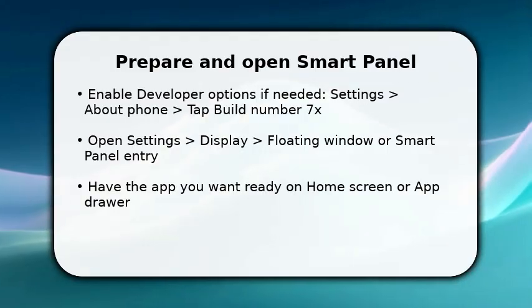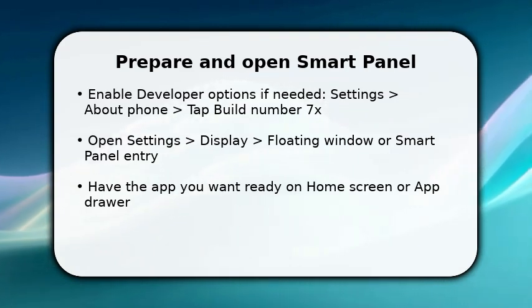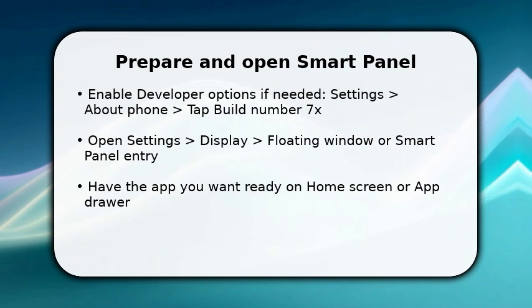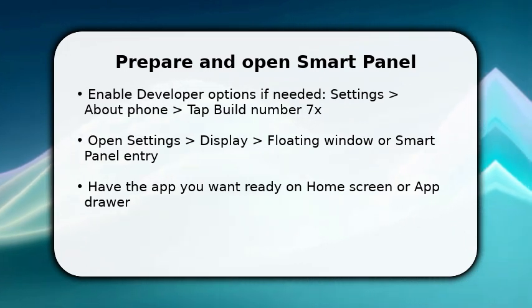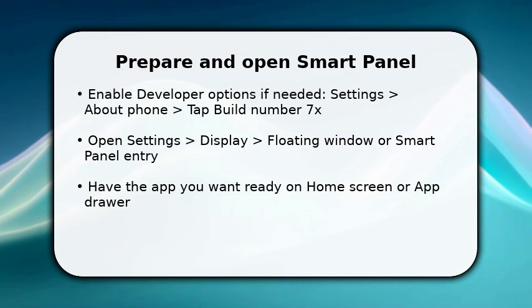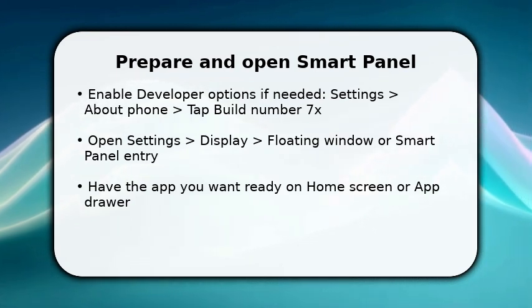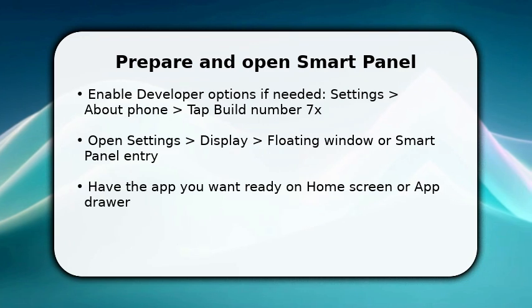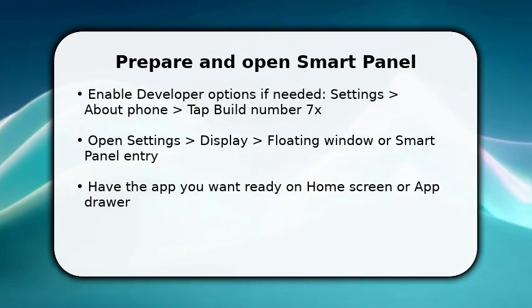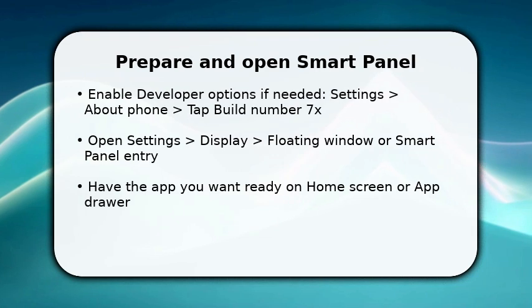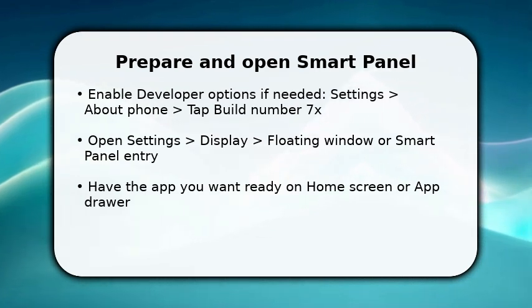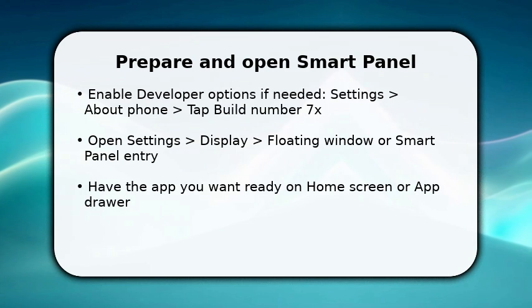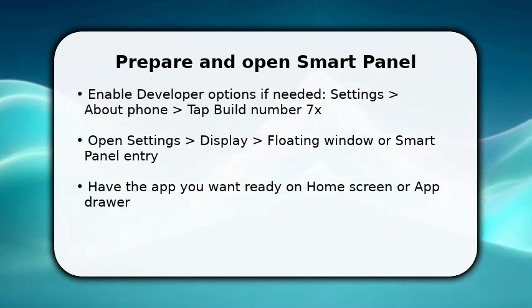You start by making sure the phone is ready. Enable developer options only if a setting is hidden, but usually you can skip that. Open Settings, go to Display and locate Floating Window or Smart Panel. This is where Tecno groups multi-window controls. Once there, make sure the app you plan to float is visible on the home screen or in the app drawer so you can add it quickly. This reduces friction when we trigger the floating mode in the next step.